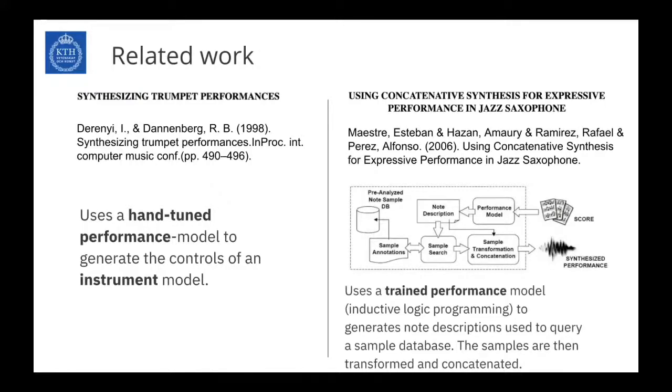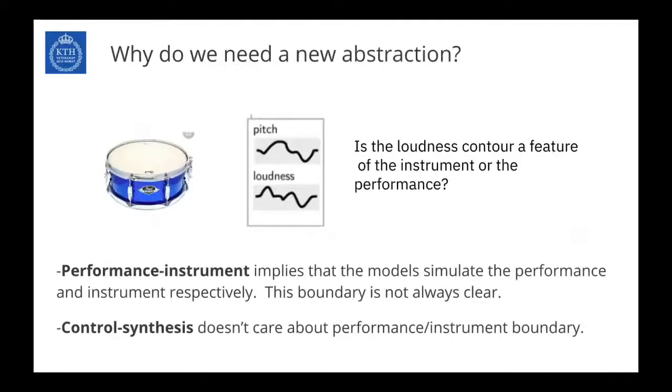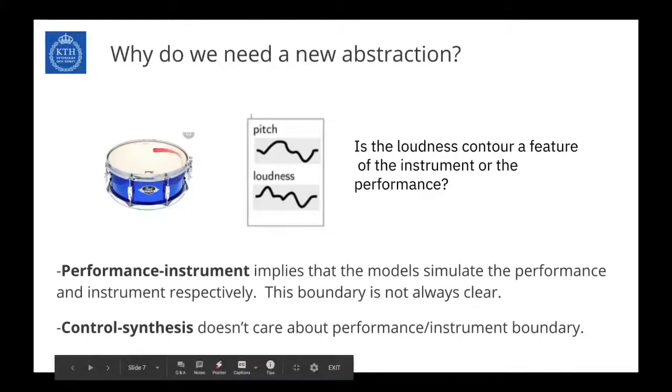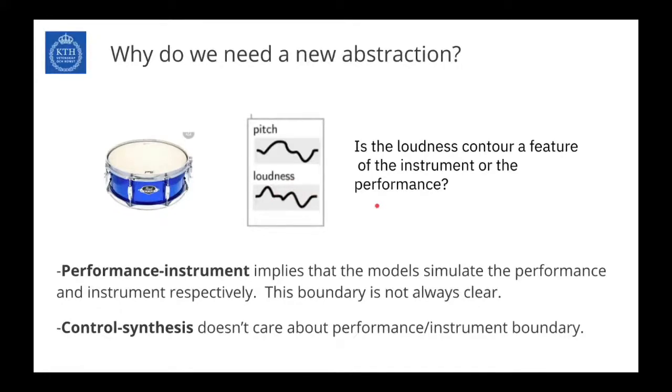Some related work has been done in this area prior to deep learning in neural audio synthesis becoming popular. These systems adopt a performance instrument view of the synthesis problem. This implies that the performance model models the performance and the instrument model models the instrument. The problem is that this boundary is not always clear. For example, if we think of a drum recording, is the loudness contour of this drum recording a function of the performance or is it a function of the instrument? And the answer is probably both. The control synthesis model doesn't care about this performance instrument boundary.